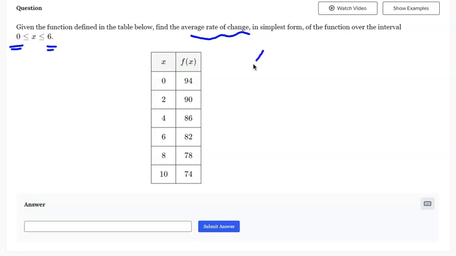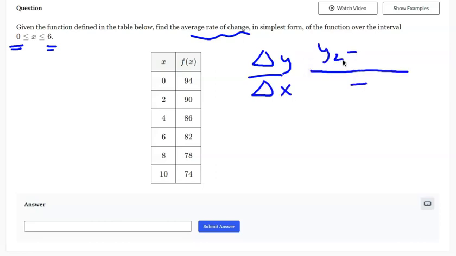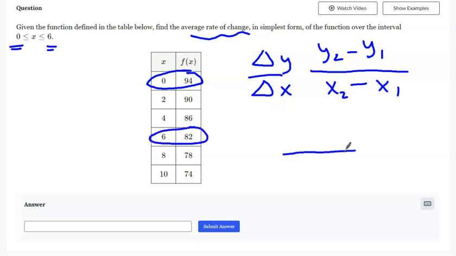So if you remember correctly, the slope formula is the change in y divided by the change in x. So y2 minus y1 over x2 minus x1. So we're going to use the point that has an x value of 0 and a point that has an x value of 6. In using the rate of change formula here, the slope formula, the second y is 82, the first y is 94. Second x is 6, the first x is 0.